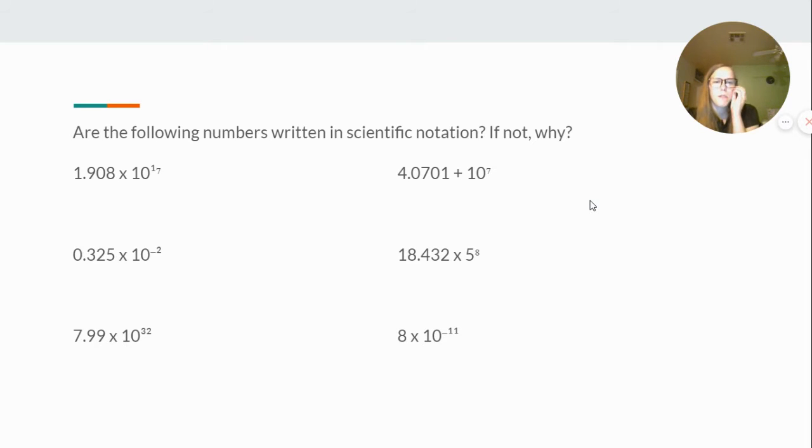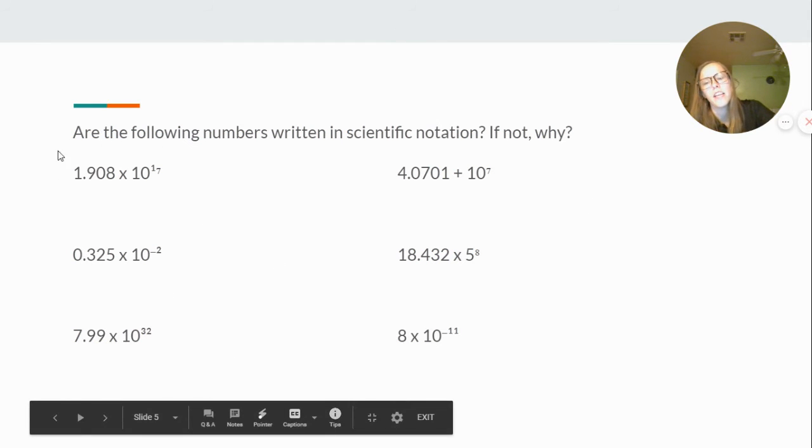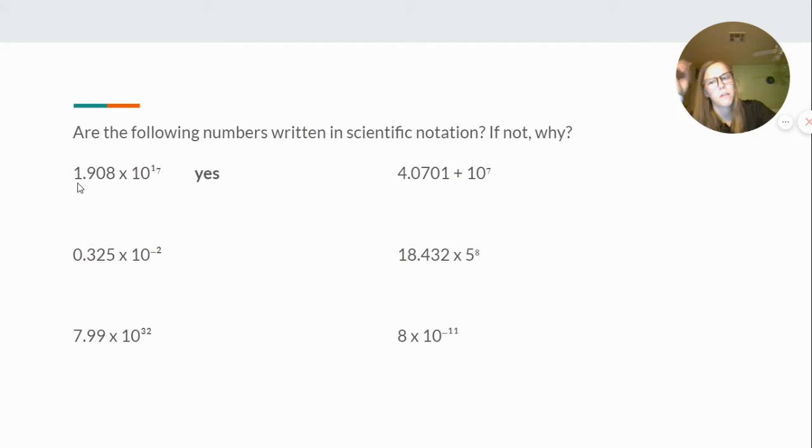Are the following numbers written in scientific notation? If not, why? We're going to go through the first one together. It is written in scientific notation because it's greater than or equal to 1, less than 10, written with the number 10 to a power. Go ahead and work on the other ones on your own, and then hit play when you're ready to see the answers.